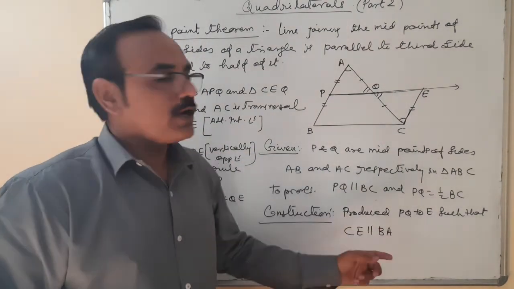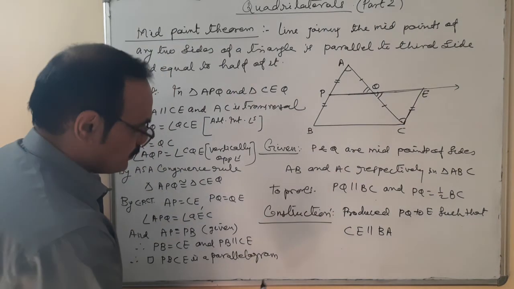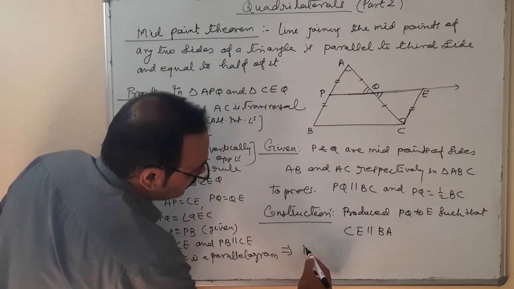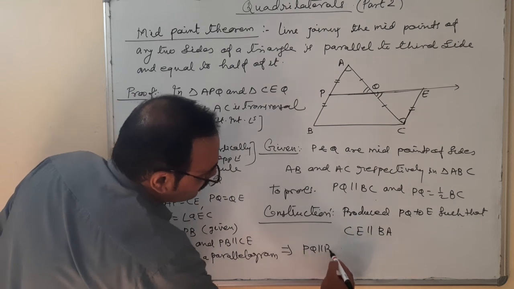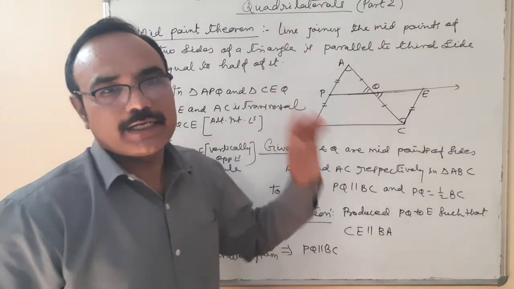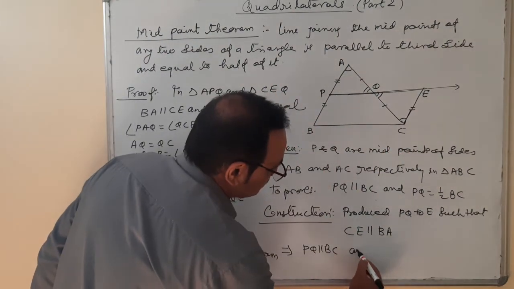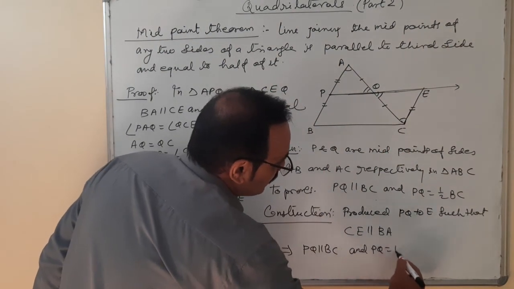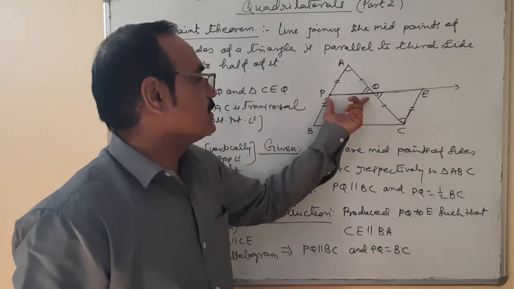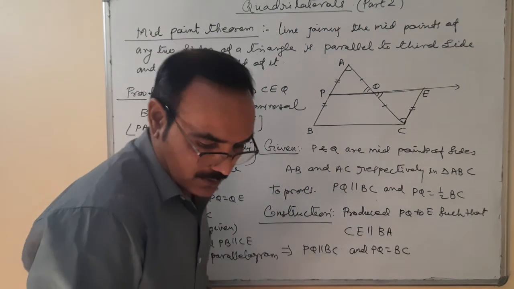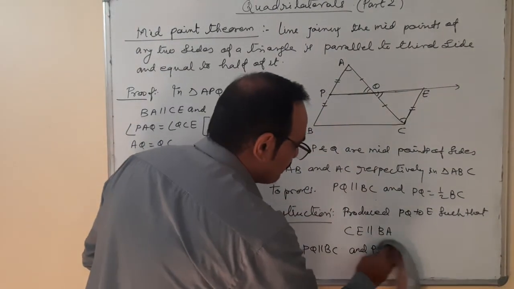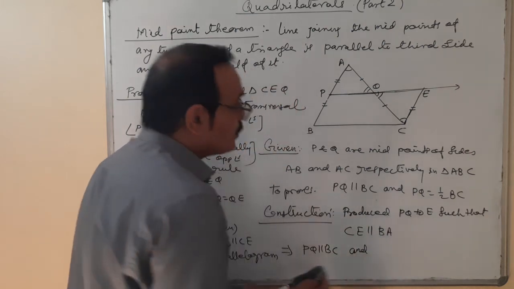If it is a parallelogram, what does it mean? PQ is parallel to BC. That is one part. And PQ is equal to BC. That is the first part, PQ is parallel to BC. And second, I am going to prove that PQ is equal to half of BC.